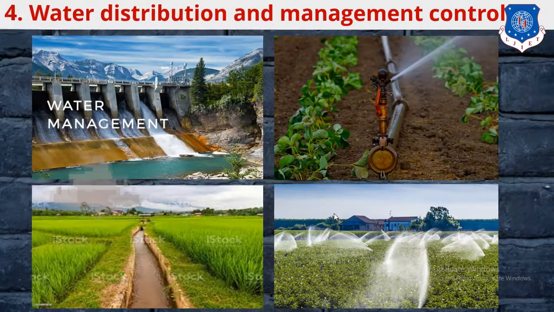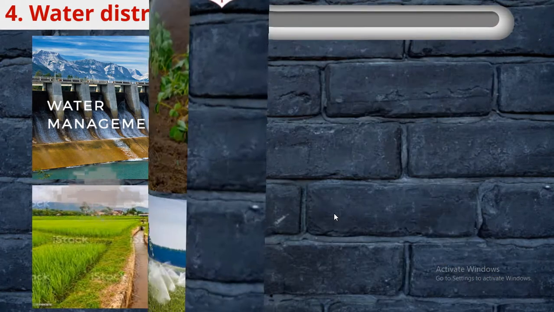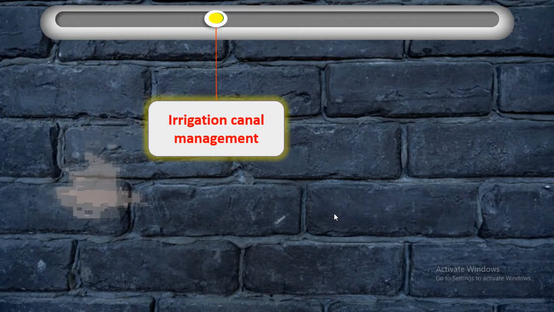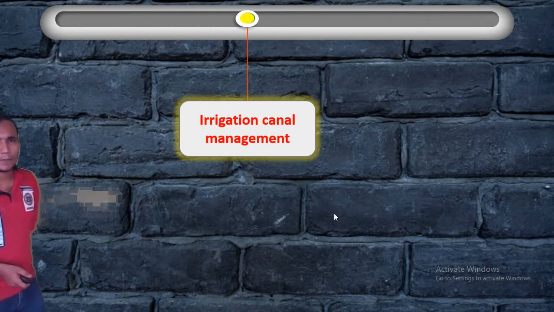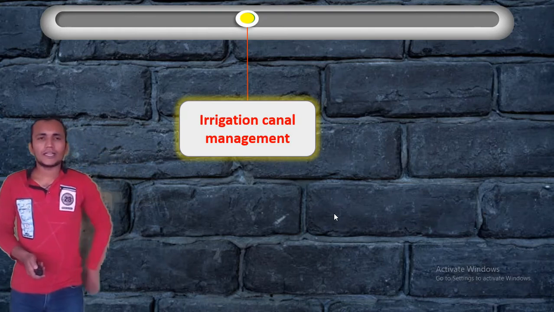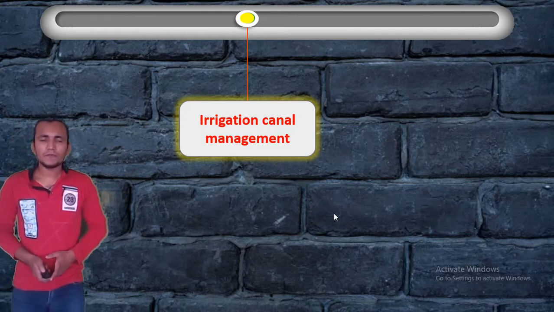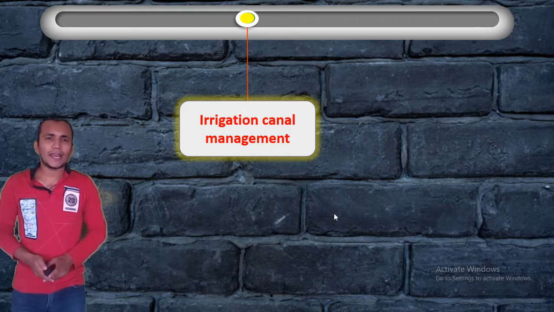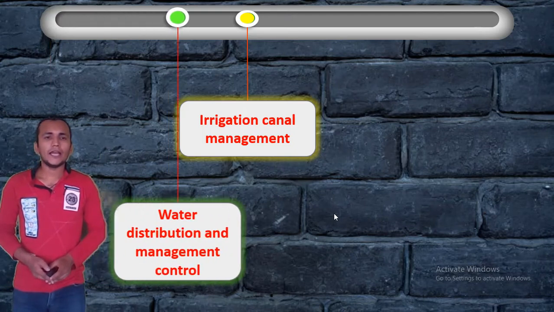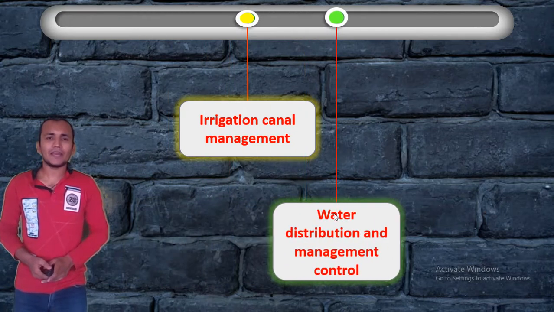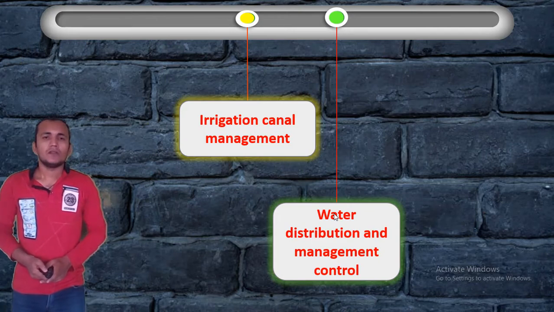Now, in this session, we have to discuss chapter number 4, that is Water Distribution and Management and Control. In this chapter we have to discuss the content that is irrigation canal management, then water distribution and management control.